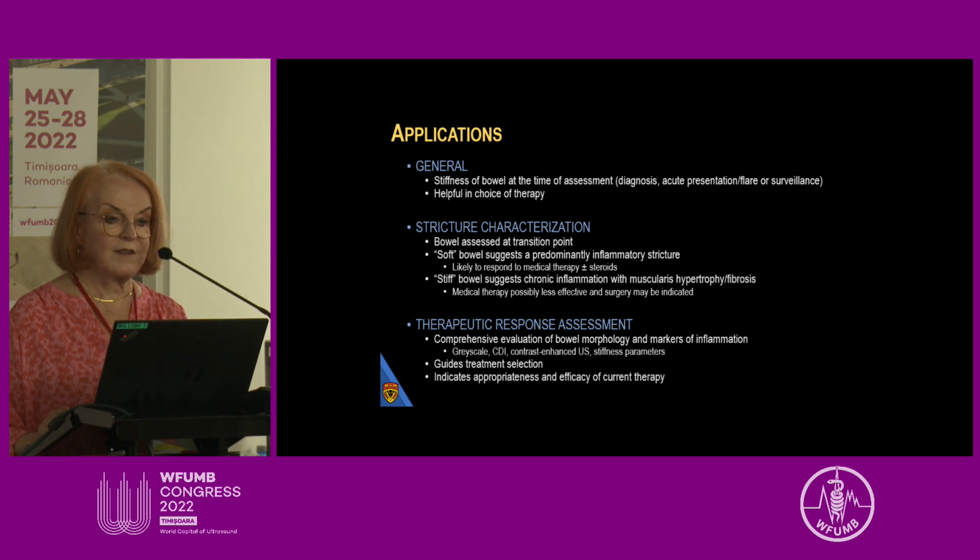Well, in general, we look at the stiffness of the bowel at the time of assessment, whether it's diagnosis, at acute presentation, flare, or surveillance. But it's also helpful if there's a choice for therapy. And then stricture characterization is really the major area where we look. And of course, we look, is the bowel soft, likely amenable to medical therapy, or does the patient have a stiff pipe-like stricture that would be better to be sent for surgery without having the patient take unnecessary medical therapy. And then for the assessment of therapeutic response, I think this is a very exciting area.